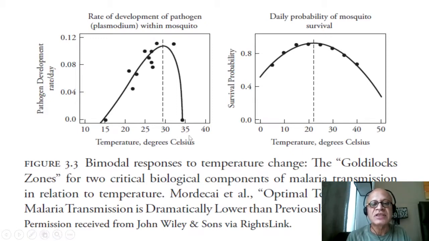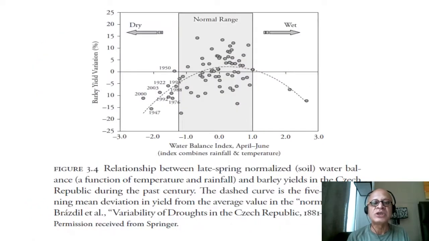So here we are looking at temperature in degrees Celsius and the pathogen development rate per day. You can see that at colder temperatures it drops off, increases up to some optimal temperature, and when it gets too hot it again drops off. We saw this kind of behavior before. And this is survival probability, the daily probability of mosquito survival, which also has a similar downward facing U curve, increases up to some optimal temperature and then drops off. Again, these are relations that can help us.